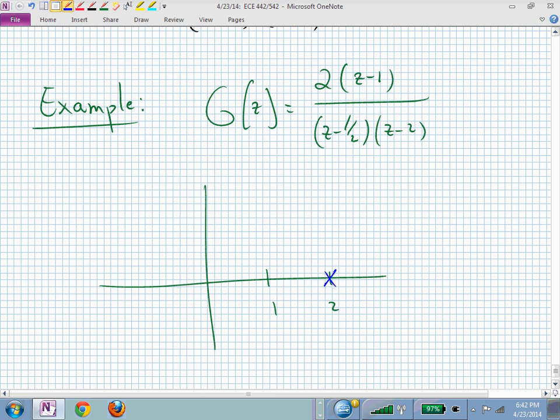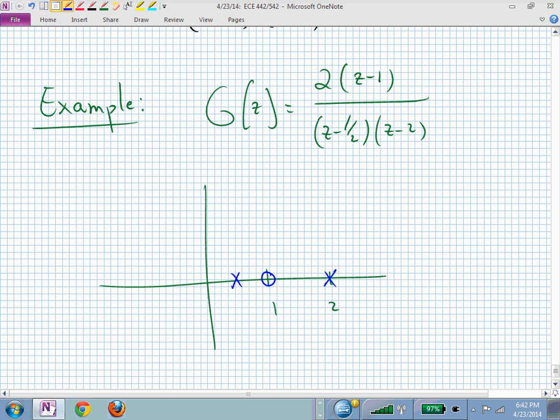I see a pole at 2, don't I? I see another pole at 1 half, and where's my 0? At 1. If I used a constant gain controller in a unity output feedback configuration, what's the root locus of this look like? What's my pole zero excess? 1. So how many zeros at infinity do I have? 1. And where are my real axis segments that belong to the root locus?